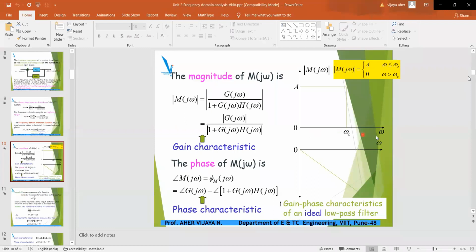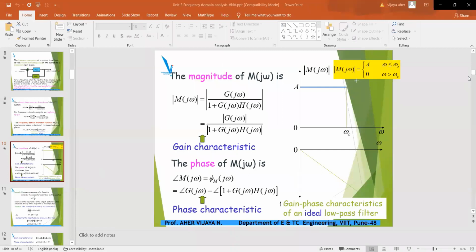See here, this is your ω. When this ω is less than or equal to ωc, that means before this point ωc, this frequency is less as compared to ωc or is equal to ωc. So from 0 to ωc, the magnitude of M(jω) is equal to A. So I have drawn this line A, from 0 to ωc.